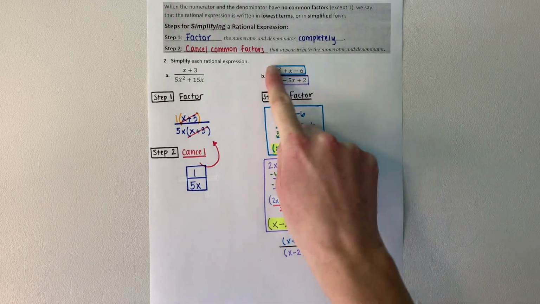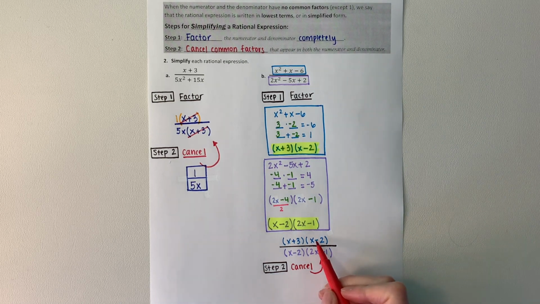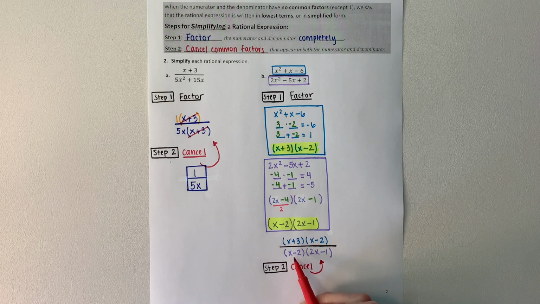We've rewritten the original problem in factored form. For step 2, we examine our factored form and we cancel any common factors that appear in both the numerator and the denominator. I notice that there's an x minus 2 in the numerator and the denominator. So let's cancel that x minus 2. That leaves us with x plus 3 in the numerator and 2x minus 1 in the denominator.